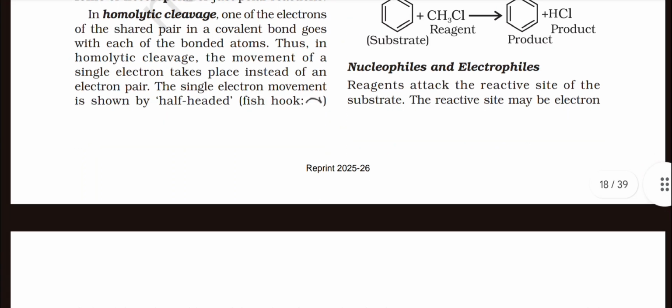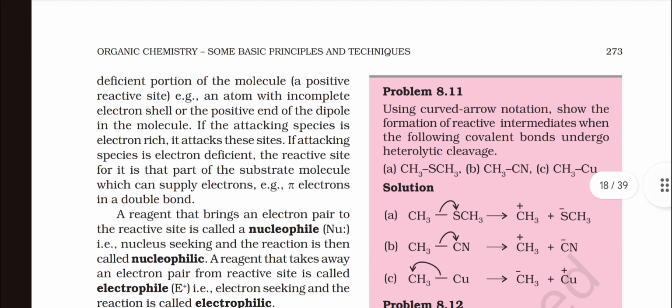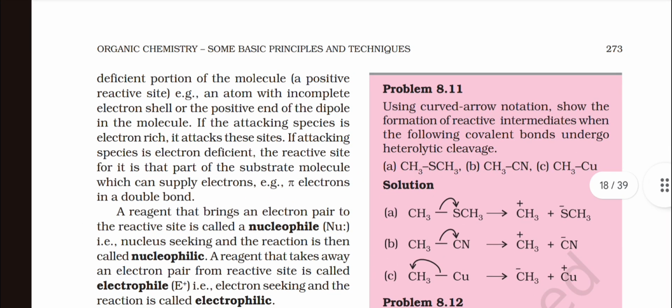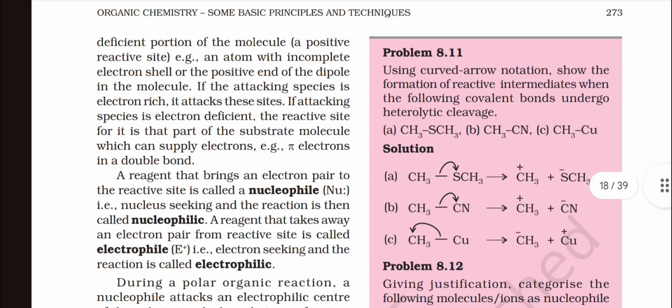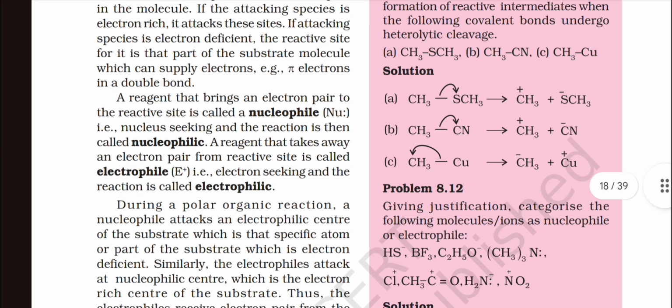Nucleophile and electrophile reagents attack the reactive site of the substrate. The reactive site may be an electron deficient portion of the molecule, for example, an atom with an incomplete electron shell or the positive end of a dipole in the molecule. If the attacking species is electron rich, it attacks these sites. If the attacking species is electron deficient, the reactive site for it is that part of the substrate molecule which can supply pi electrons in a double bond.